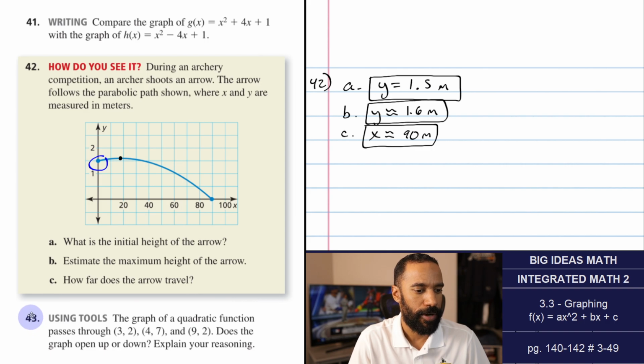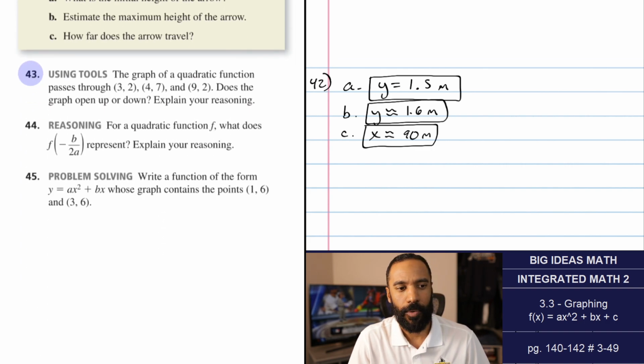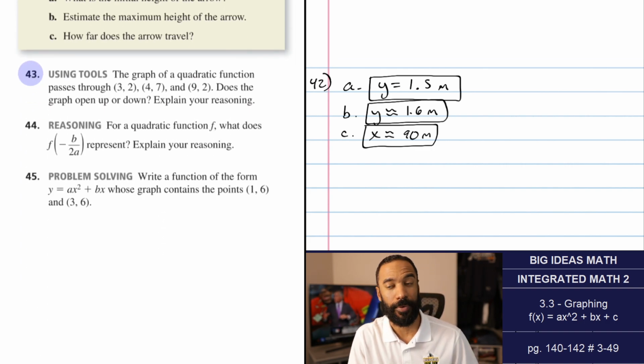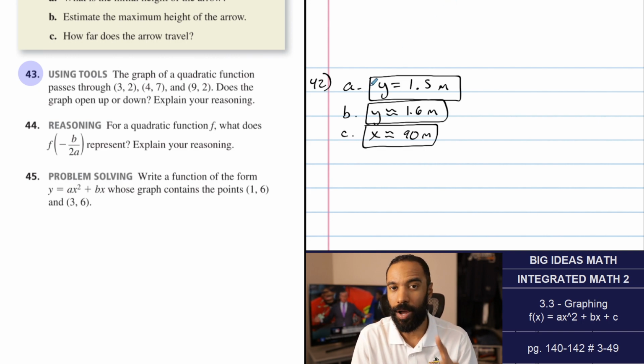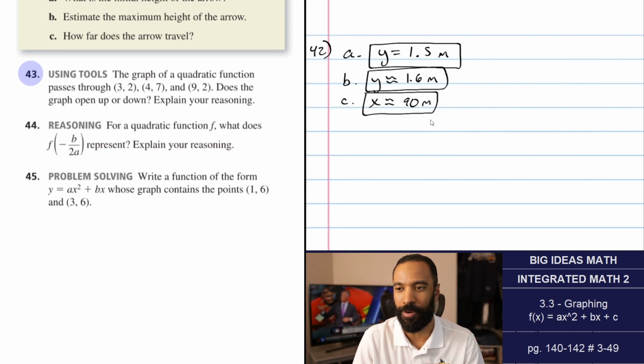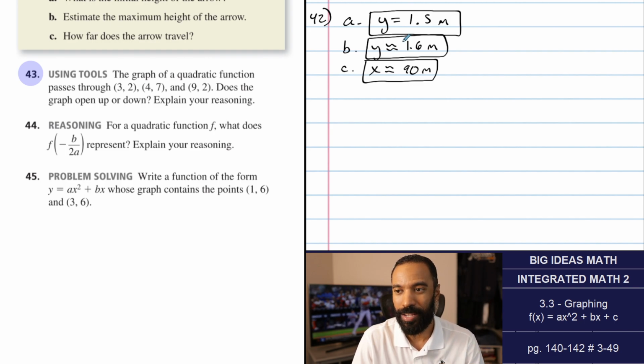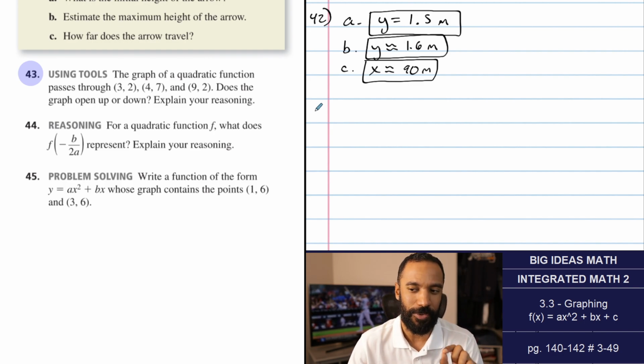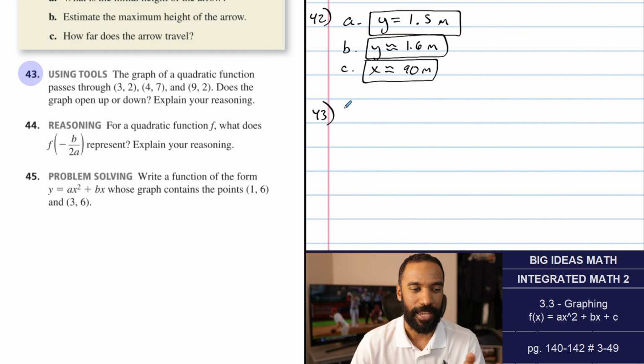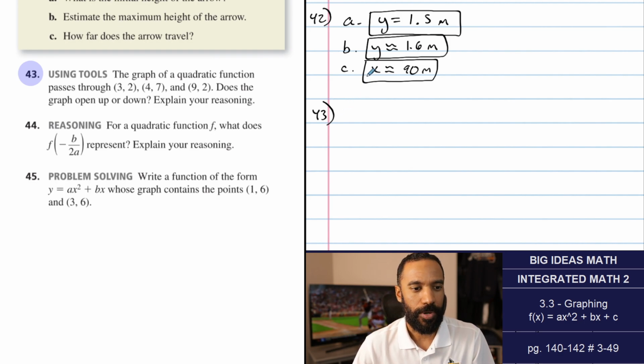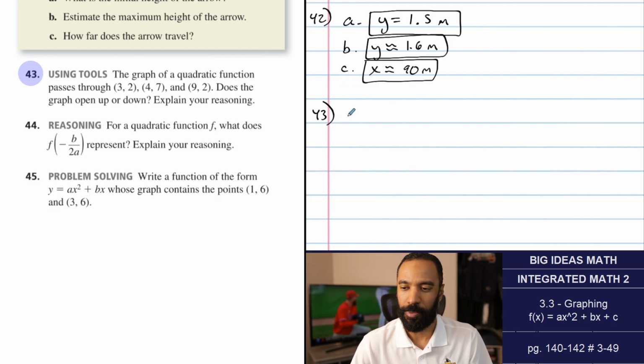Okay, 43. The graph of a quadratic function passes through 3 points. They just said a quadratic function, and they didn't say unique, but it is. It passes through these 3 points. Does the graph open up or down? Explain your reasoning.